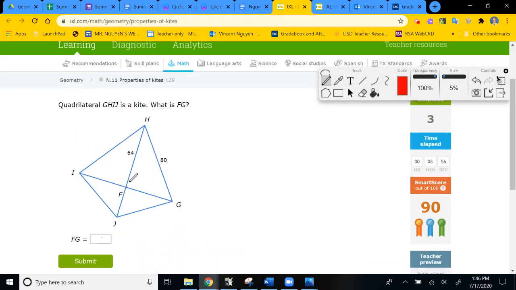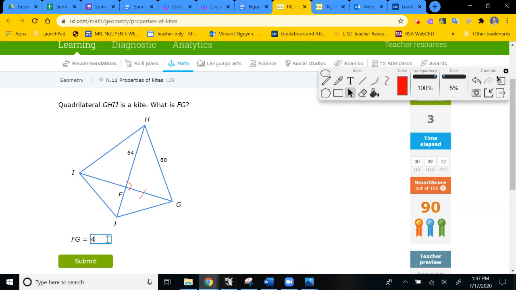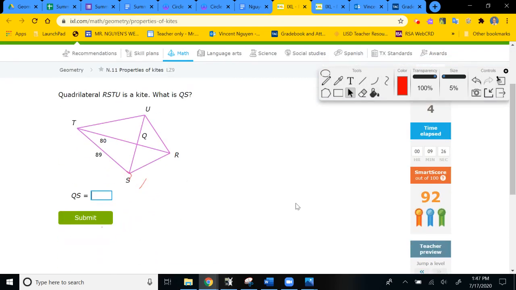FG. Oh God, that's another Pythagorean theorem. So you're looking for this side right here, so it's going to be another subtraction problem. This is just calculator work, guys. Go to calculator, do a big giant square root, and do 80 squared minus 64 squared. And hopefully it's going to give us a nice number. Yay, 48. Okay, type in 48 as our answer.